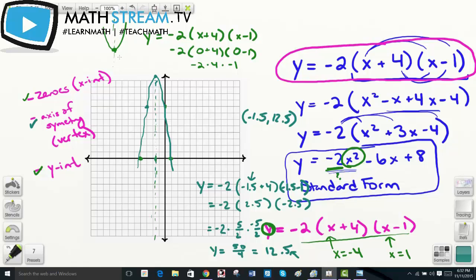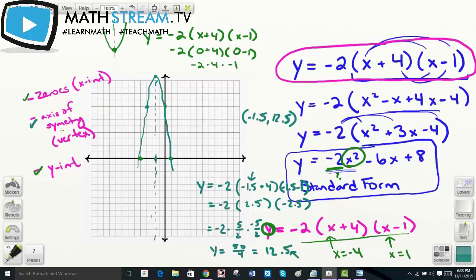Now, none of that information would have been easily accessible to us with the regular standard form if you go back and look at y equals negative 2x squared minus 6x plus 8. Those numbers don't mean anything special to us. But factored form provides, first of all, the zeros, the x-intercepts, very easily, because we just figure out what numbers would make the whole equation 0. We also can easily find the y-intercept because we just plug 0 into the equation and find out what comes out.